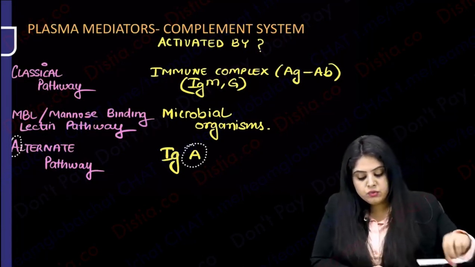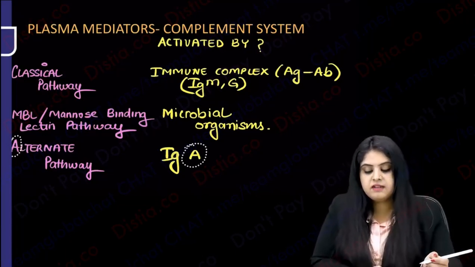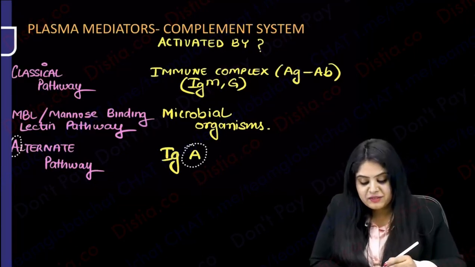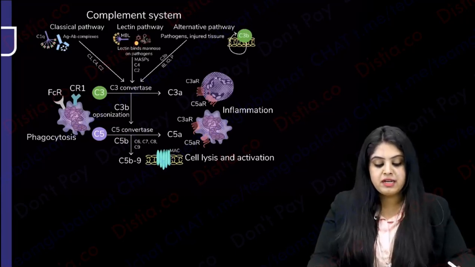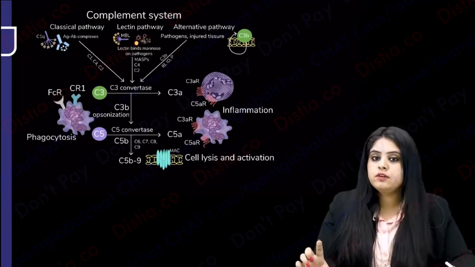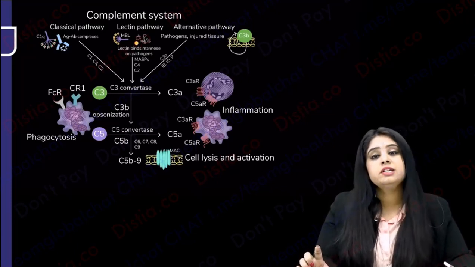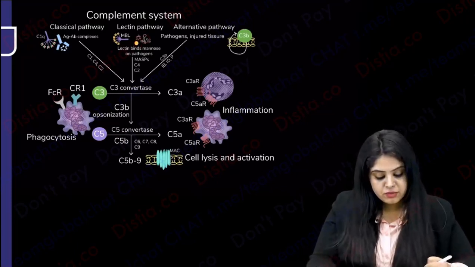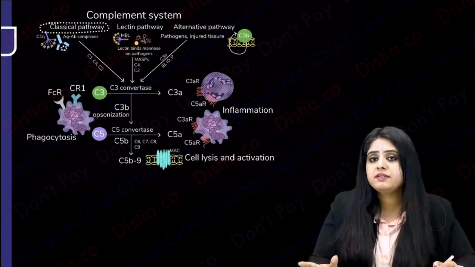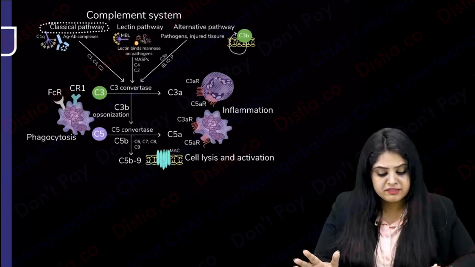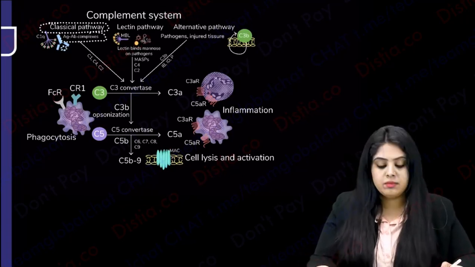Now let me show you what is the tough part going to be over here. So first and foremost, these are the three pathways which I've tried to put up over here. I'm going to tell you a shorter version of it, and then obviously I'll be telling you a detailed version of it. So let's start with the shorter version first. There is something known as the classical pathway. How do you activate the classical pathway? By immune complexes, by antigen antibody complexes.